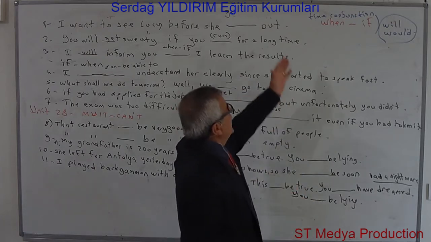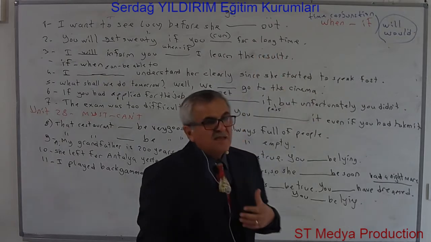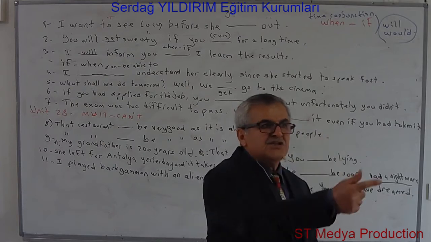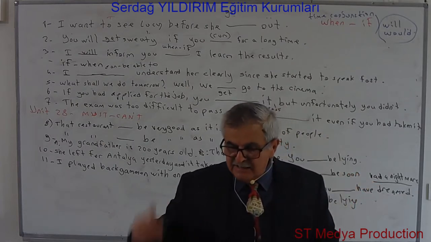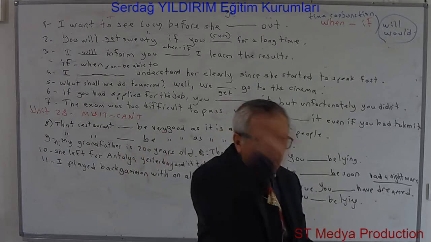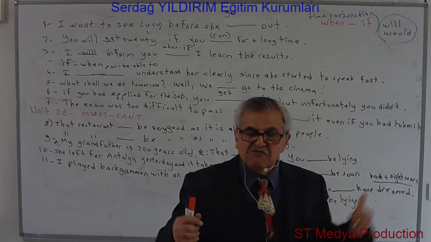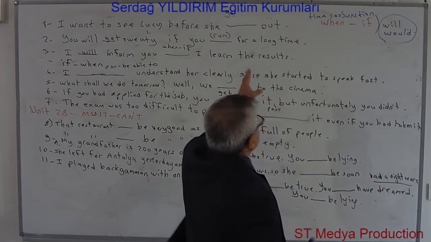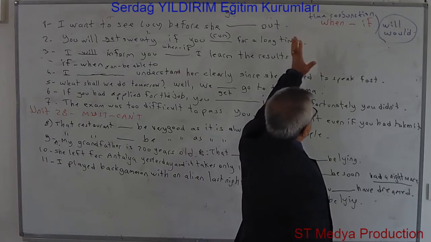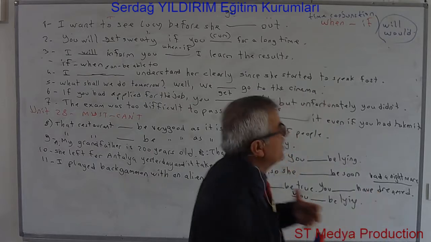So, again, for example, "When I see her, I will tell her your message." You see, in the second sentence, I use future tense, "will": I will tell her your message. Why didn't I use it with "when"? Because "when" here is a time conjunction, and we can never use "will" or "would" with it when it is a time conjunction.